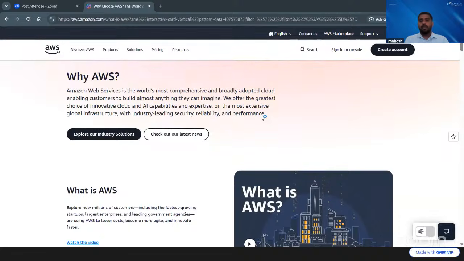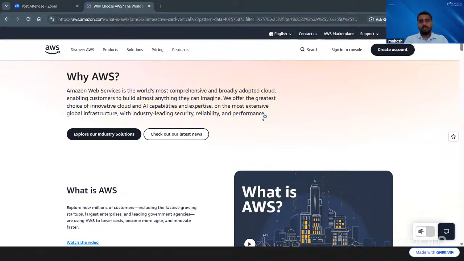For example, today I'm going to show you how we can create a storage container on the AWS platform, how to upload data on the cloud platform, and how to retrieve the data with the help of a URL. So today we are going to discuss that. But before that, I want to spend some time on the AWS infrastructure.